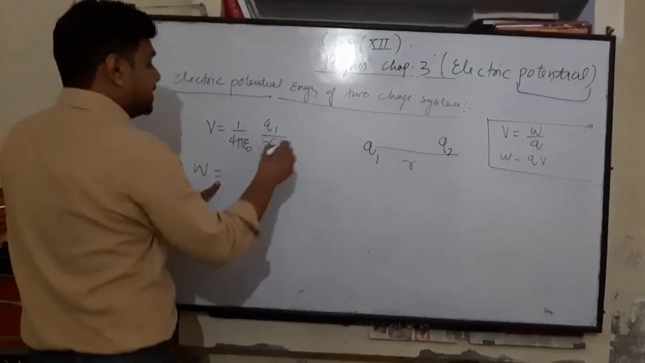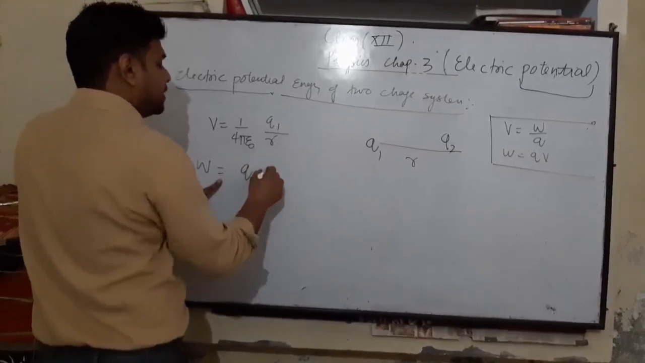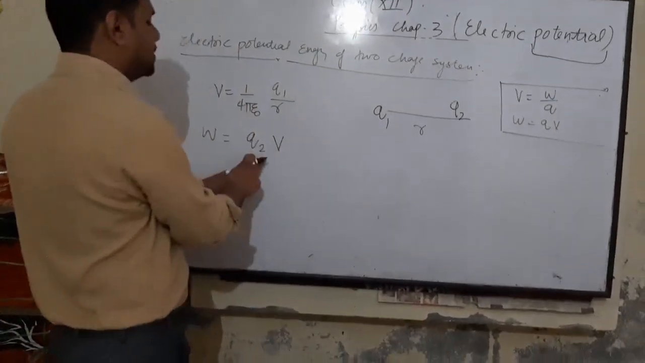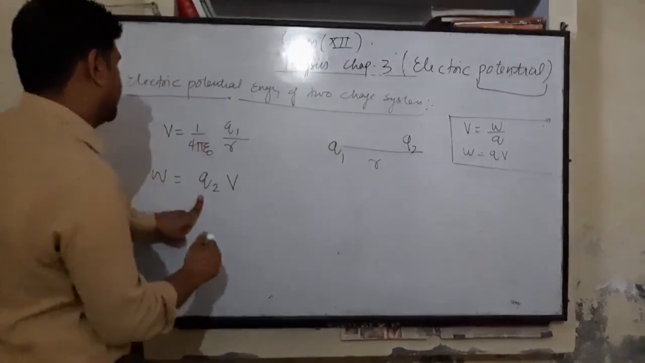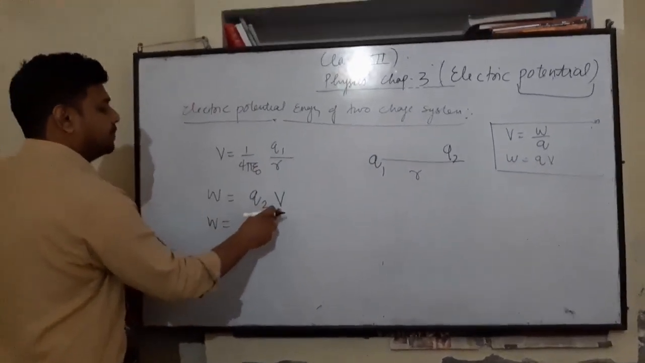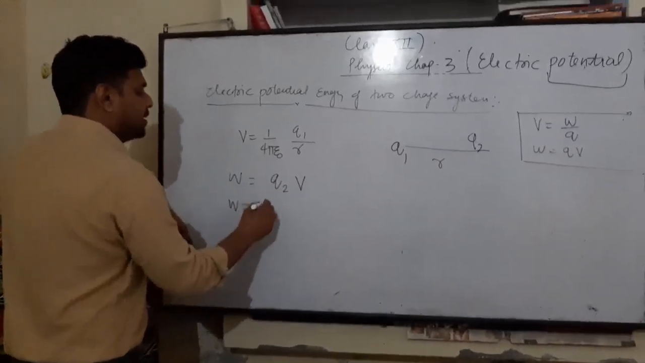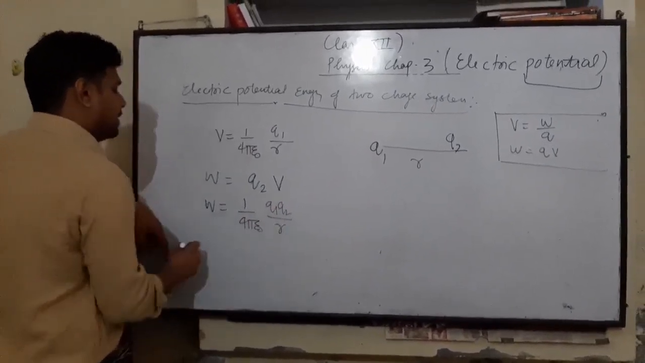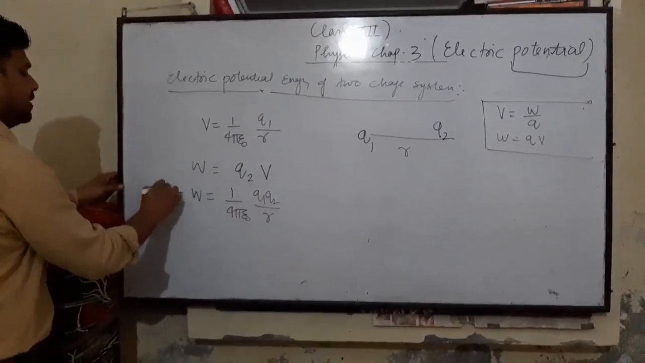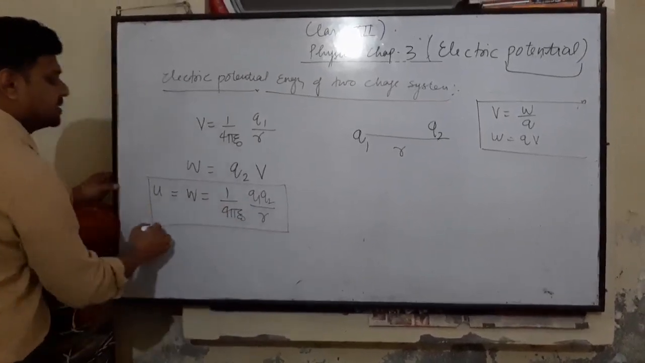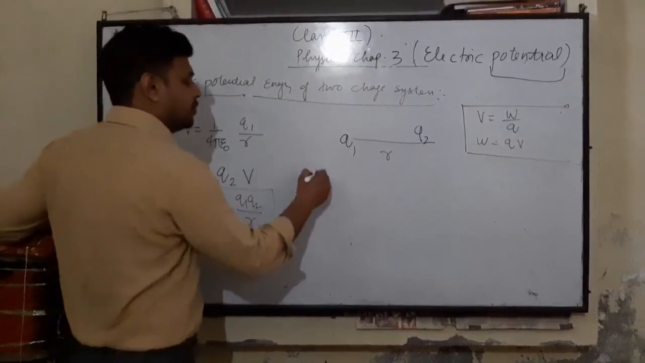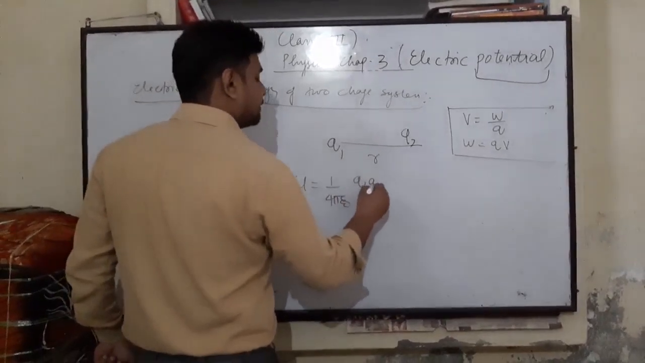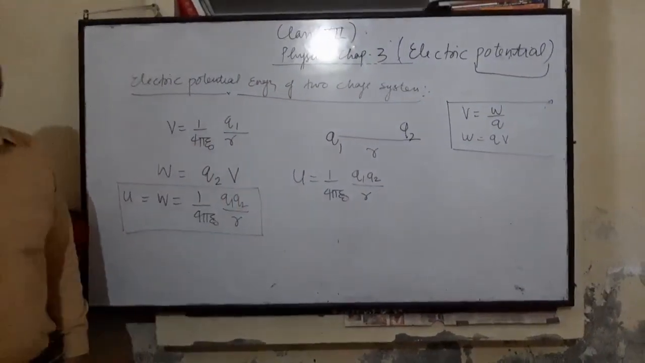which charge are we placing? Q2. At which point? The point where the potential is V. This is the potential due to this charge, and we want to place charge Q2 at this point. So put the value of V: 1 over 4 pi epsilon naught, Q1 Q2 upon r. This work done is called the electric potential energy of the two charge system. This is the expression for the electric potential energy of a two charge system.